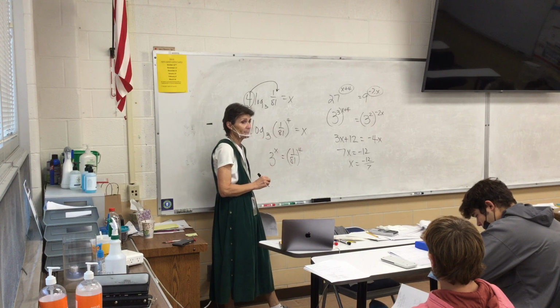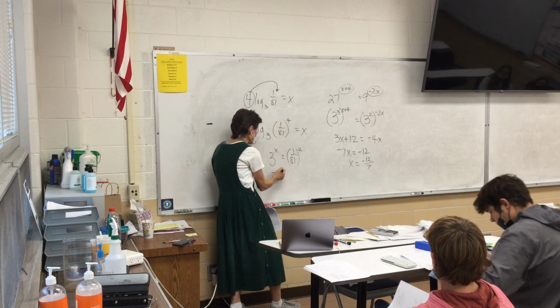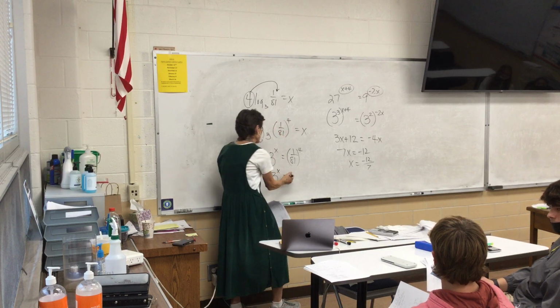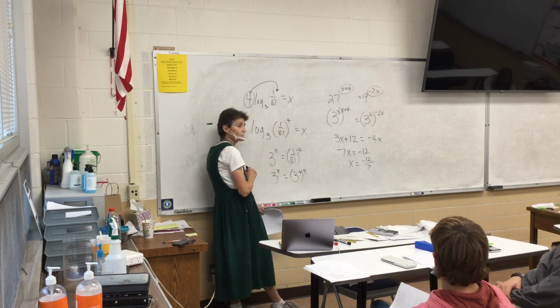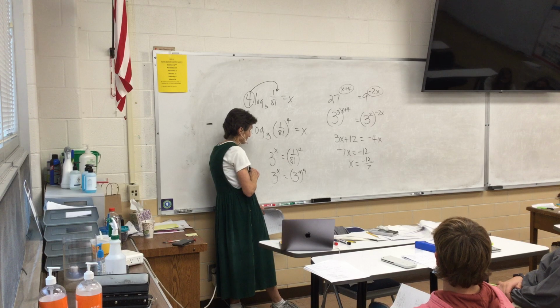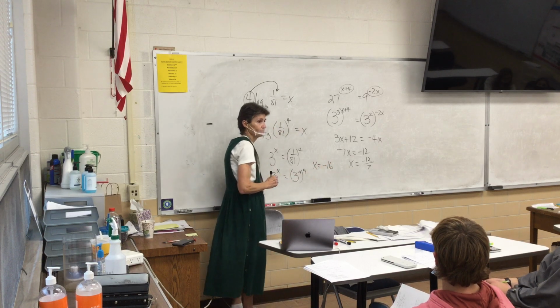And what can you tell me about 1 over 81? It's 3 to the negative 4. So 3 to the x equals 3 to the negative 4 to the 4th. So what does x equal? Negative 16.